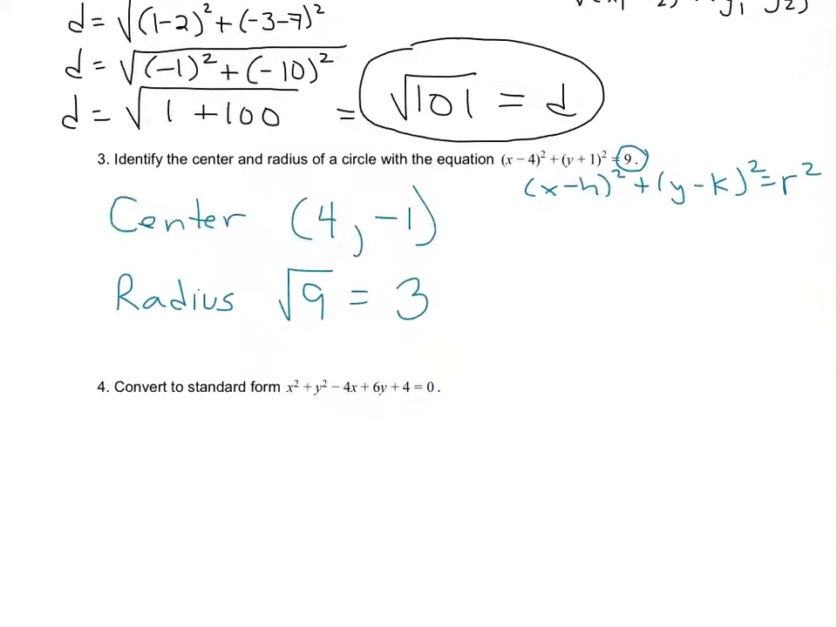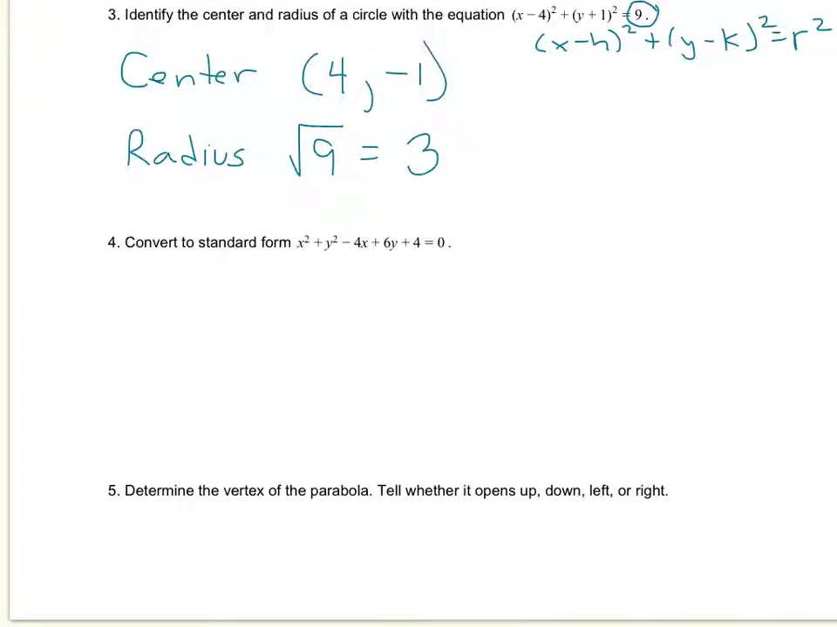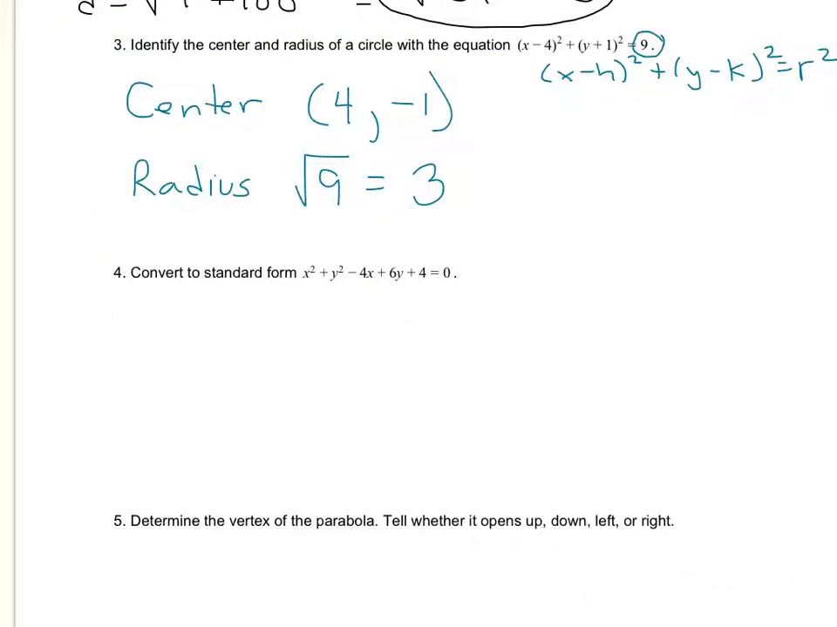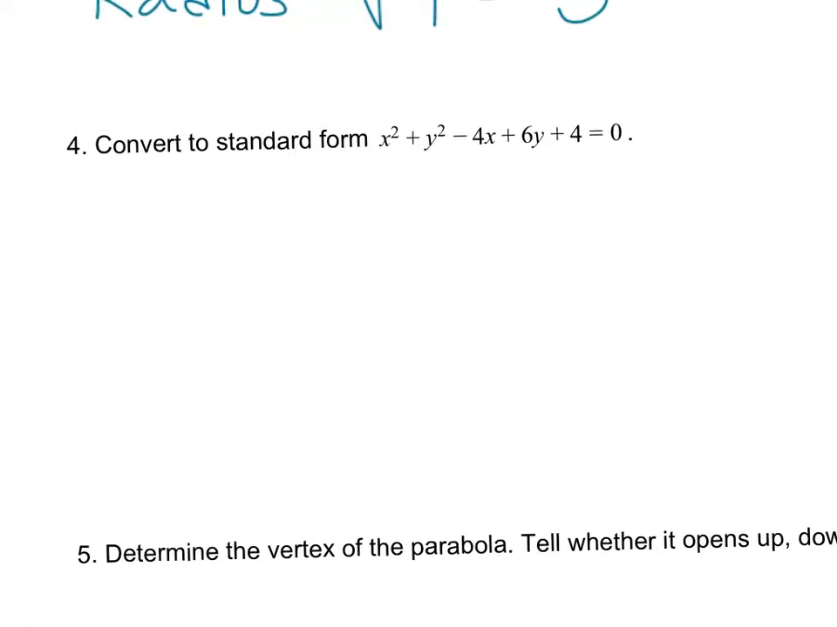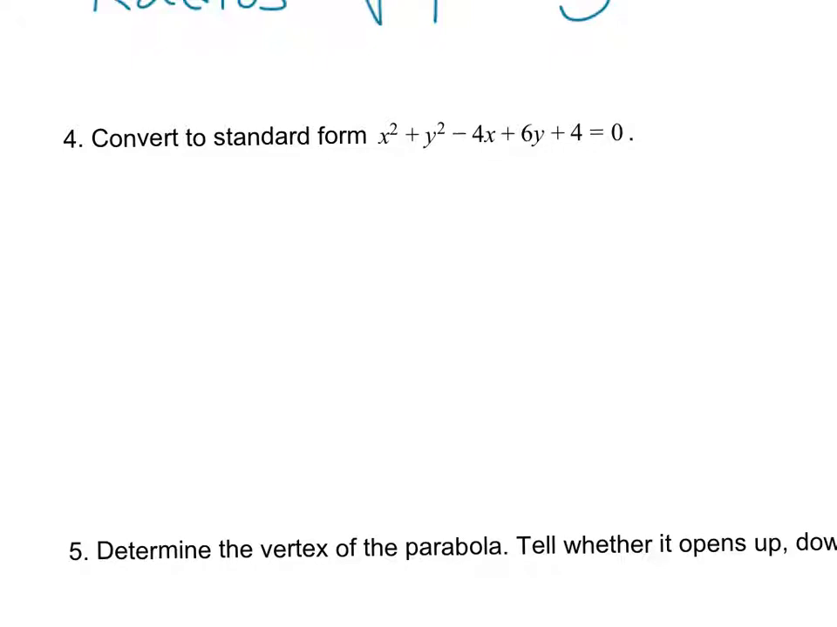Alright, let's look at our next problem. The next problem says, convert to standard form this circle x squared plus y squared minus 4x plus 6y plus 4 equals 0. So the first thing I'm going to do is I'm going to move this 4 to the other side by subtracting it. And when I do that, I'm also going to write the x terms right next to each other, so that's x squared minus 4x. I'm going to put the y squared plus 6y next to each other, and now this is going to equal negative 4.